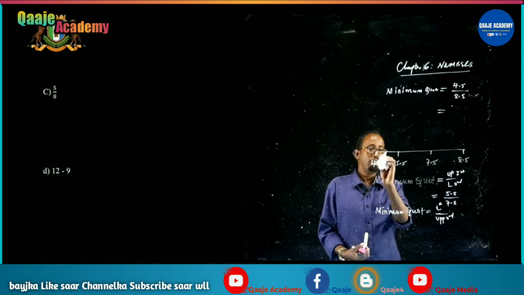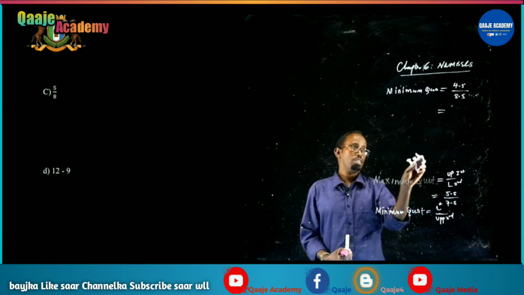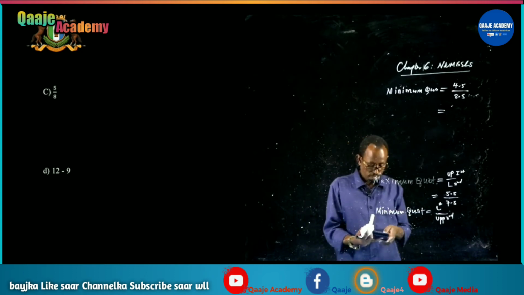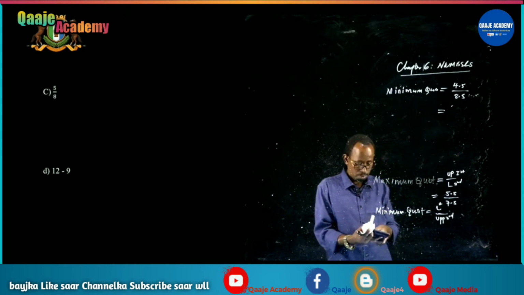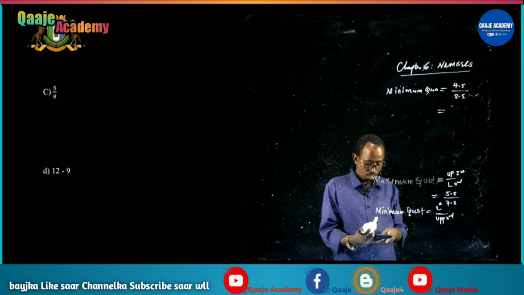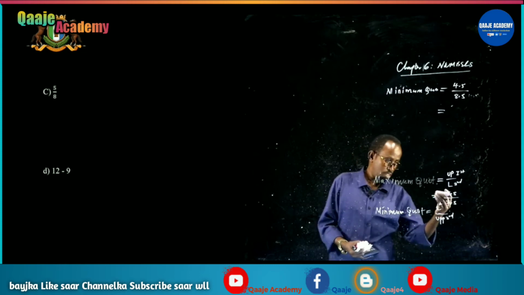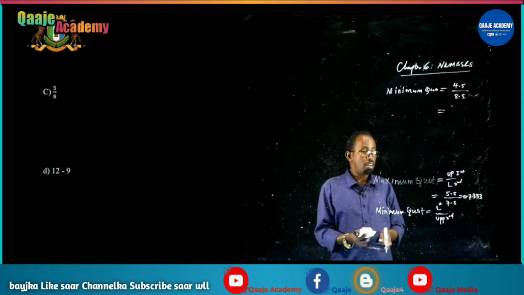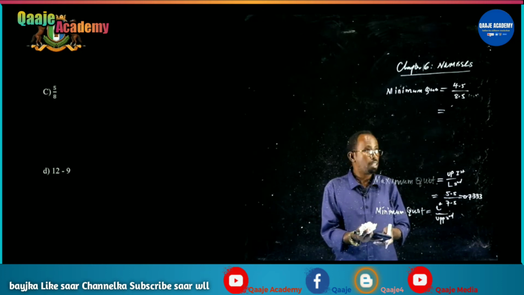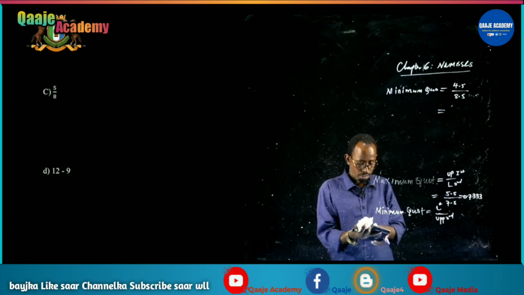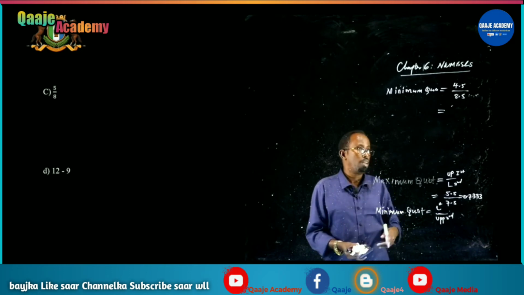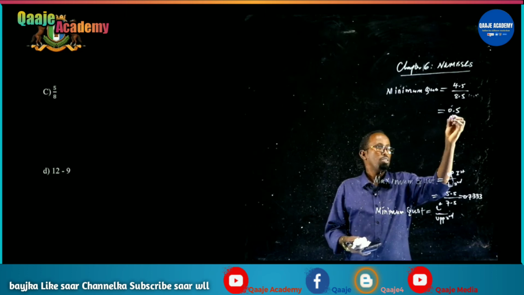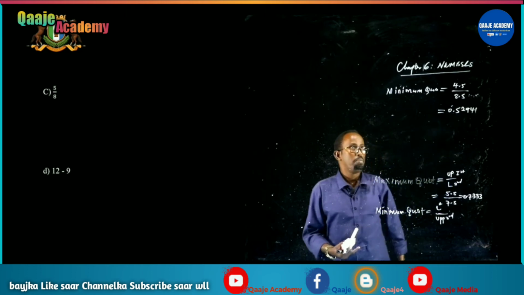So I will divide. I get 5.5 divided by 7.5, I get 0.7333. And this one, 4.5 divided by 8.5, I get 0.5. So that is the maximum and the minimum quotients.